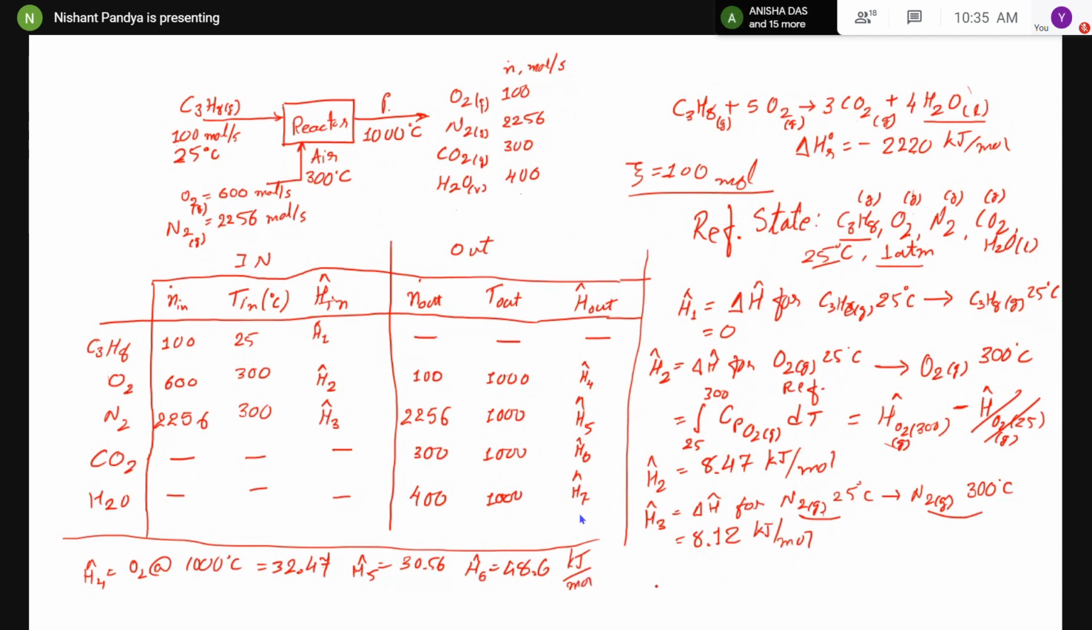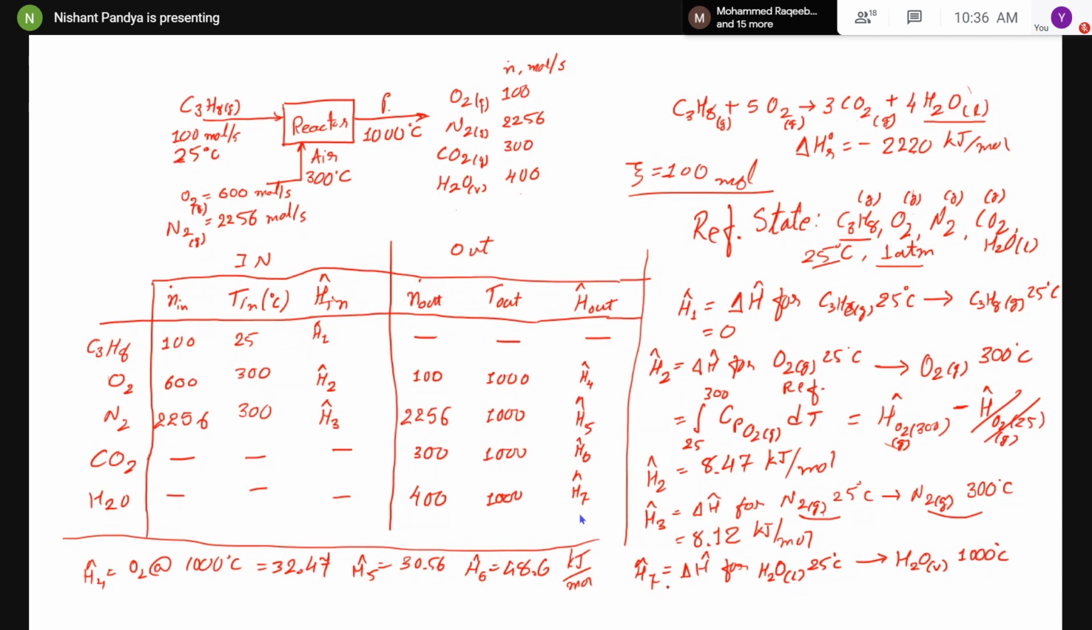Okay, now the last one, H7 cap. So what is H7 cap? H7 cap means delta H cap for the process from reference state to desired state. The reference state is H2O in liquid state at 25 degrees Celsius, to the final condition, which in our case is H2O vapor phase at 1000 degrees Celsius.